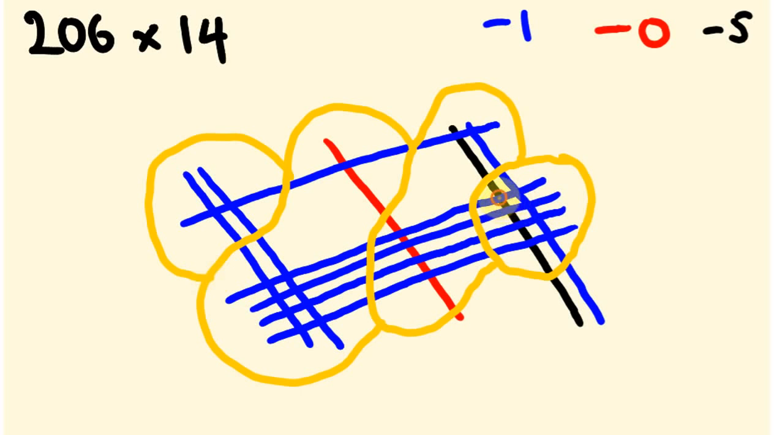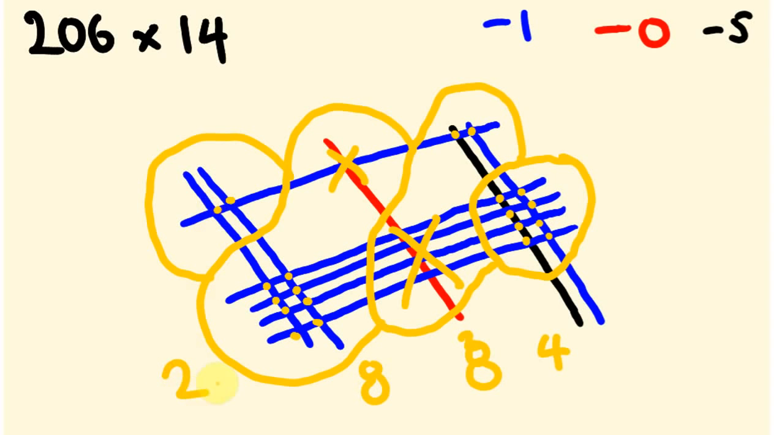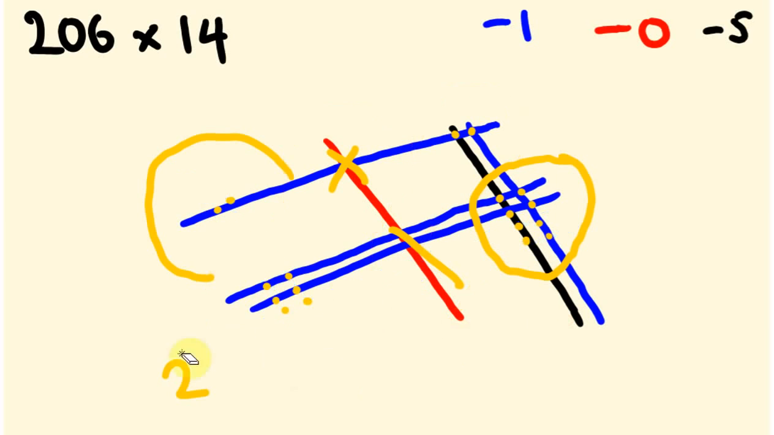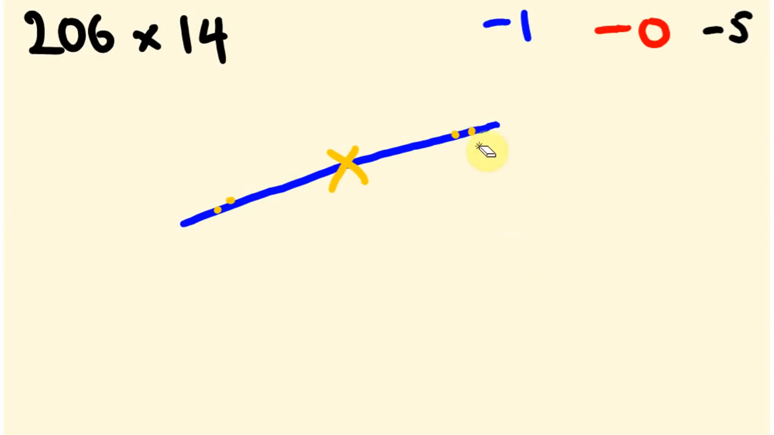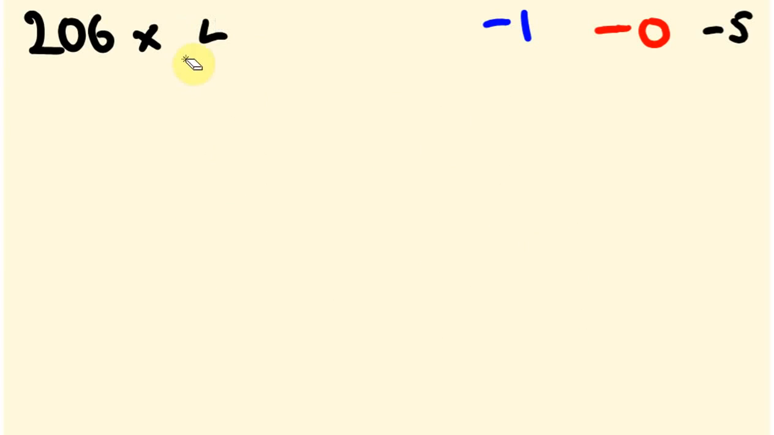Let's count. 5, 10, 15, 20, 1, 2, 3, 4, so that's 24. Carry the 2. These cancel out, so we're just left with 5, 6, plus 2 is 8. We have, this cancels out, we have 1, 2, 3, 4, 5, 6, 7, 8. And over here we have 1, 2. Our answer is 2,884. Okay, I'll give you one last one of these. Hopefully you went really well with that. Hopefully if you didn't, you see where you've made the mistake. That's okay. As you saw, I made a mistake when I started doing it, so it's easy to do.